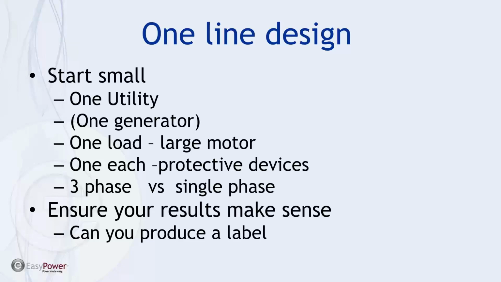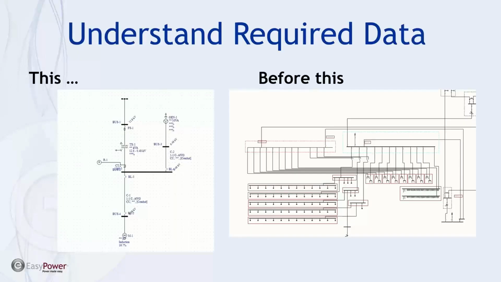The point being that once you get the one line drawn, can you produce the results you want, and in particular the labels? Because if you can't do it on a very simple one-line diagram, you're going to have a real problem when it gets to the larger one. So rather than jump into something where you're drawing a one-line this complex, make sure you can do an analysis on a very simplified one. The data is less important as far as the accuracy and more important understanding which data is going to be affecting your calculations.